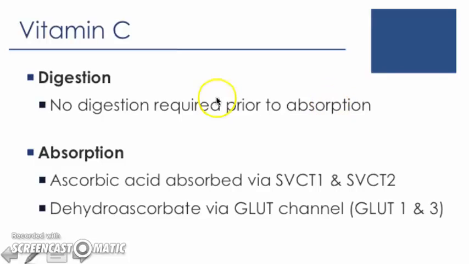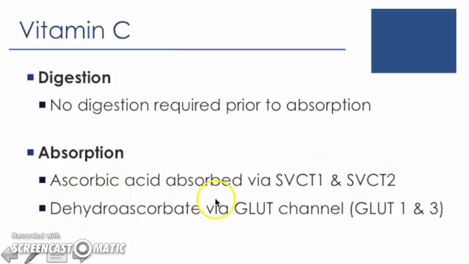We can see that no digestion is required prior to the absorption of vitamin C. So this is somewhat unique in that no digestion will be required. We see the process of absorption of vitamin C occurs with these transporters. So we have the sodium-dependent vitamin C transporters. So we see the SVCT1 and SVCT2 being involved with the absorption of ascorbic acid. So the ascorbic acid specifically, this reduced form, is the form that is absorbed through these transporters.